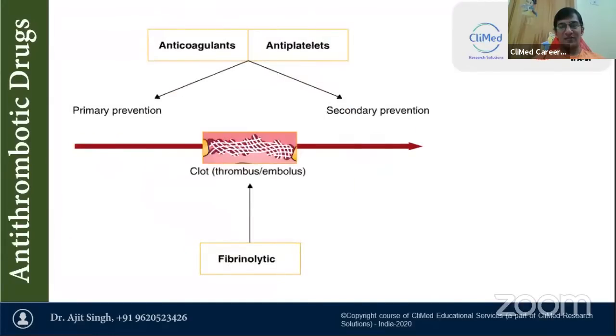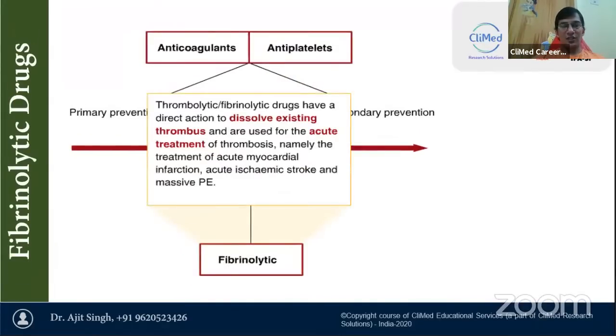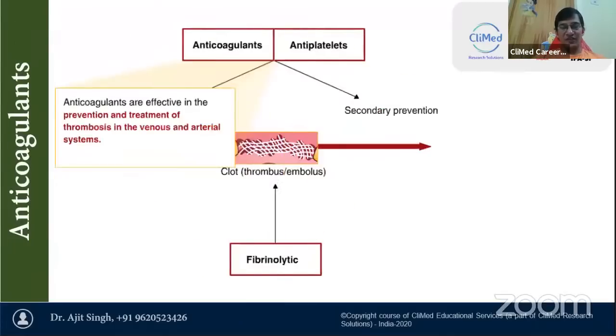As we can see here, antiplatelets are secondary prevention, fibrinolytics are acute treatment, and anticoagulants are primary prevention. Why? Because anticoagulants work in the prevention and treatment of thrombosis in both venous and arterial systems. We usually use anticoagulants as prophylactic also, and to prevent the plaque also, and to prevent the condition from getting worse in case of atrial fibrillation, in case of stroke, or sometimes in case of acute MI also we give.